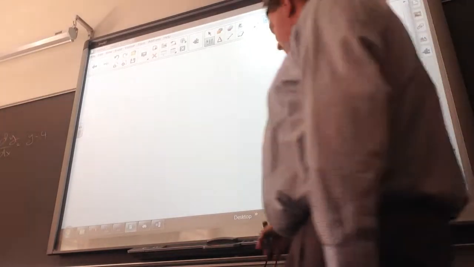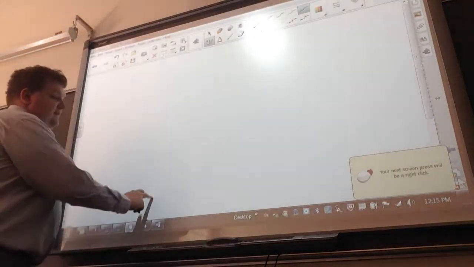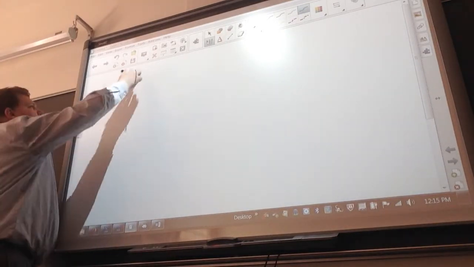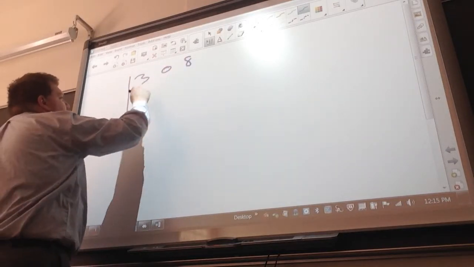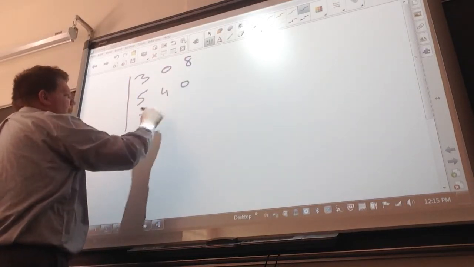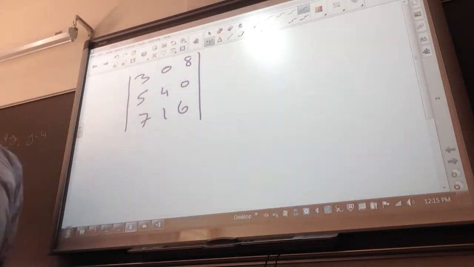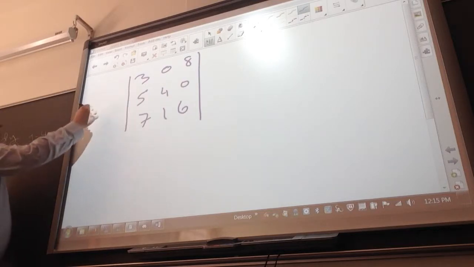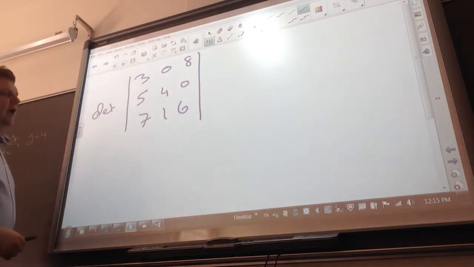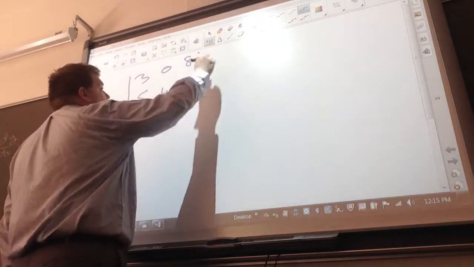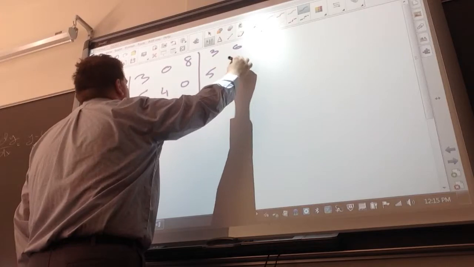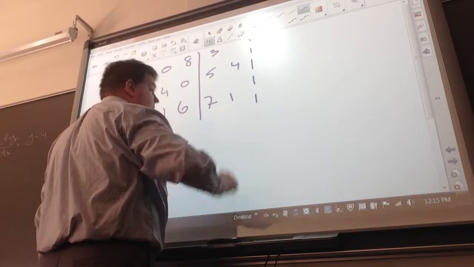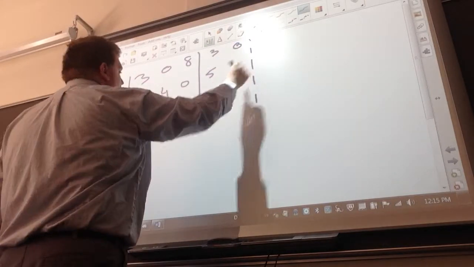So example with actual numbers, and then we'll use the calculator. The calculator makes life easier on us. Okay. So we'll do a 3 by 3 with actual numbers. So I don't know, 3, 0, 8, 5, 4, 0, 7, 1, 6. There's our matrix. We'll call this A. We want to do the determinant of it. How I'm going to set that up then is I'm going to go ahead and augment it. 3, 0, 5, 4, 7, 1. And then work out the process.